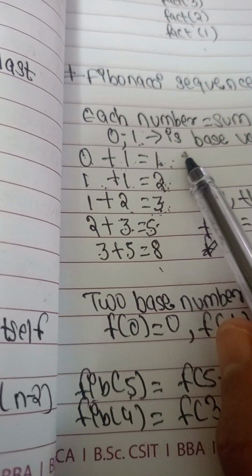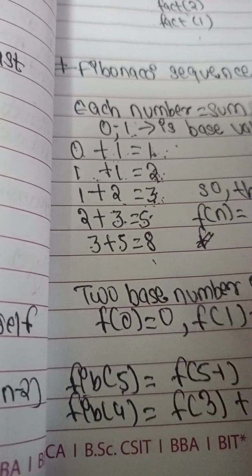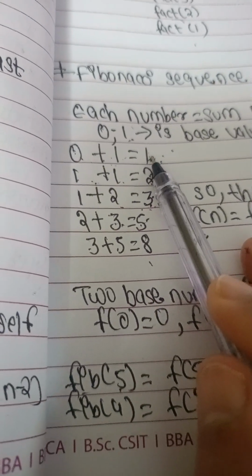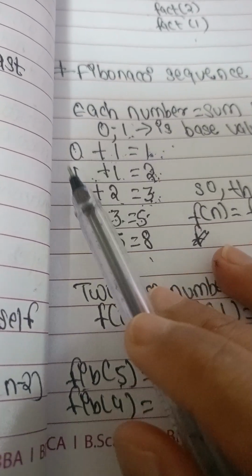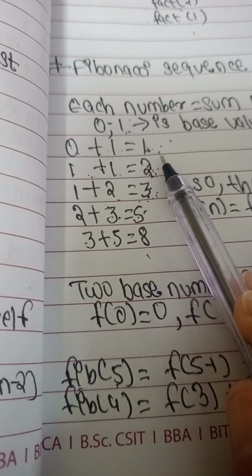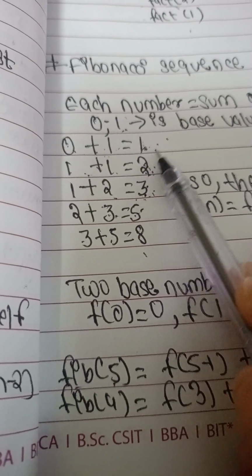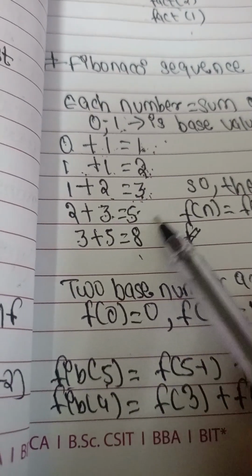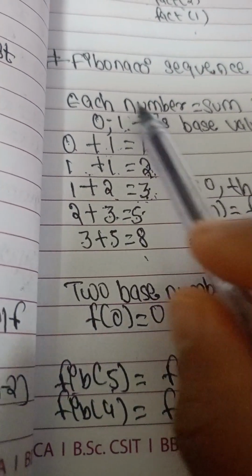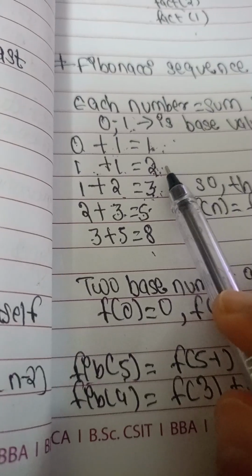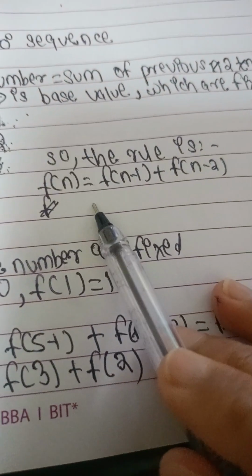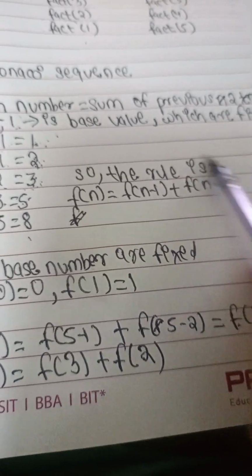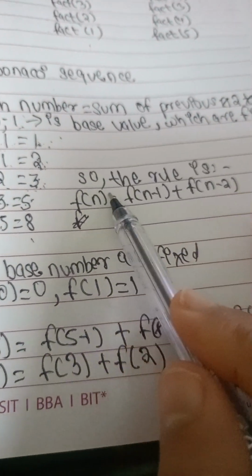Now, the Fibonacci sequence means the sum of the two previous numbers. So we have base numbers which are fixed, 0 and 1. We calculate the next one, 0 plus 1 is 1, and the next is 1 plus 1, 2, and we are going to calculate the sum of the two previous numbers. So 2 plus 1 is 3, 3 plus 2 is 5, 5 plus 3 is 8. So this is how the Fibonacci sequence works. The Fibonacci sequence rule is Fn equals Fn minus 1 plus Fn minus 2. So this is the Fibonacci sequence formula.